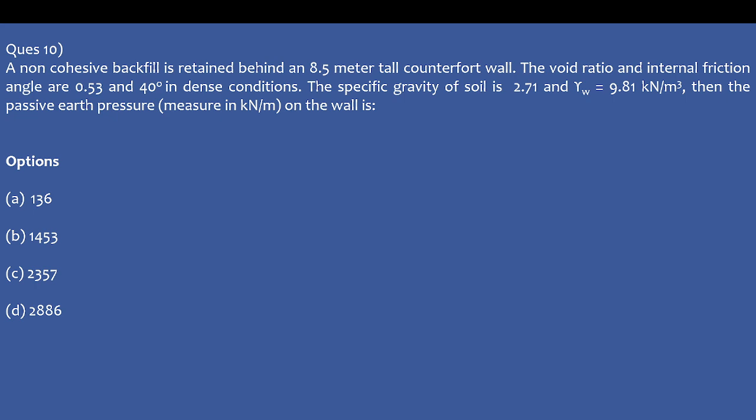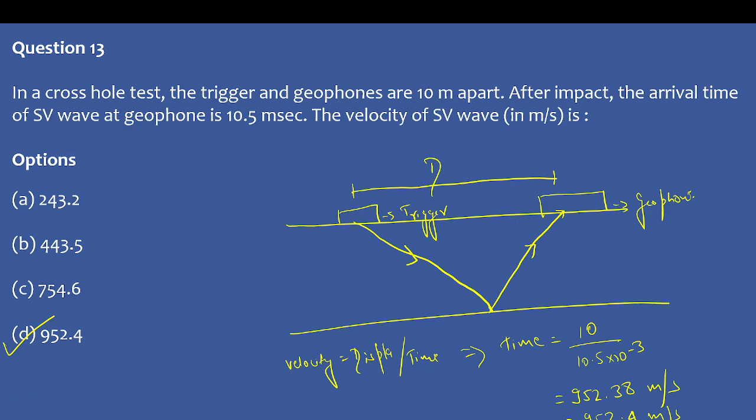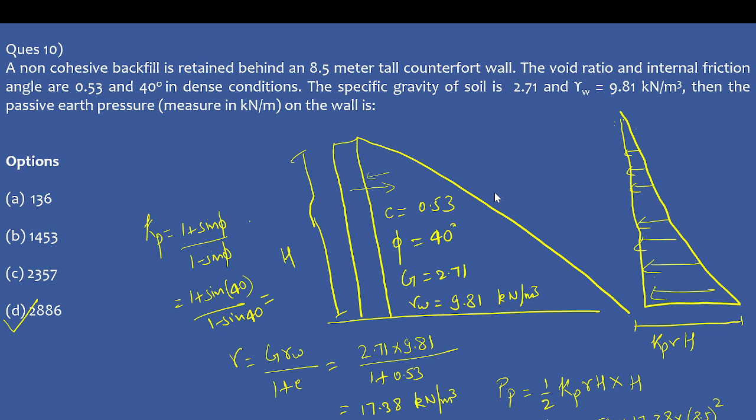So let's check the answer. The answer is 2886. Let's see how it is. It has been given that you are having a non-cohesive backfill which is retained behind an 8.5 meter wall. So this is your 8.5 meter wall basically.